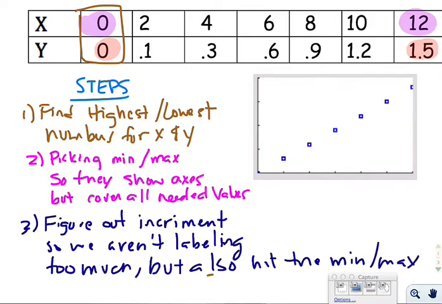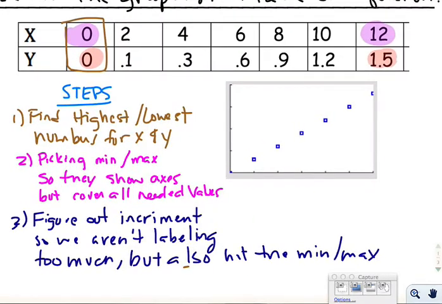Okay, so here's kind of how that plays out. I'm going to take you through all the steps here. So we already found the highest and lowest numbers. So now we're on step 2. We have to pick a min and a max so they show the axes but cover all the needed values. So the min is 0, the max is 12 on x. And if you can look, that's probably 0 right here. And then this is actually probably 12 at the very edge of the graph.